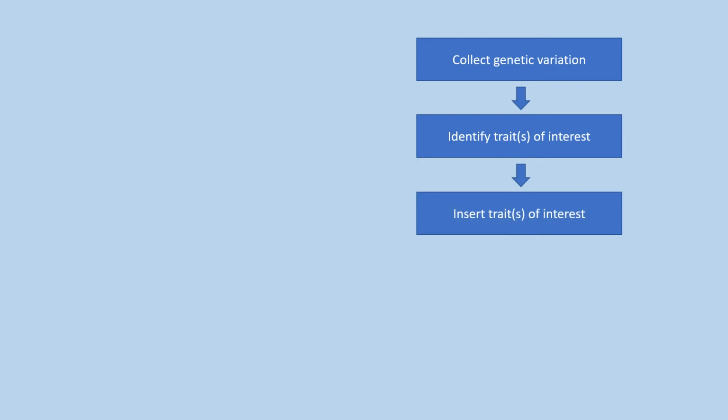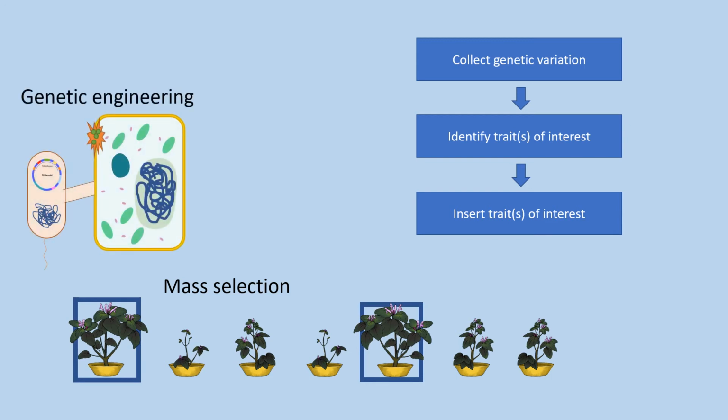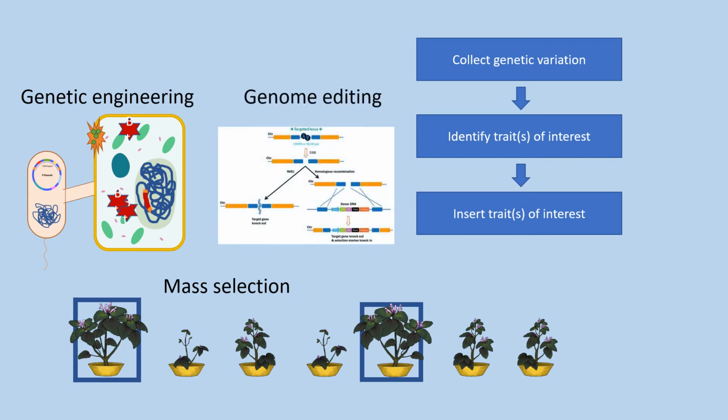Next, the trait of interest needs to be inserted in the crop species that are targeted by the breeding program. Insertion might not be the most appropriate word for all breeding techniques, because this step covers a vast array of approaches that range from simple mass selection, where nothing is inserted in the plant, and instead plants with traits of interest are preferentially reproduced, to actual insertion of genes of interest via genetic engineering techniques, to genome editing, where the plant genome is modified without any external sources.